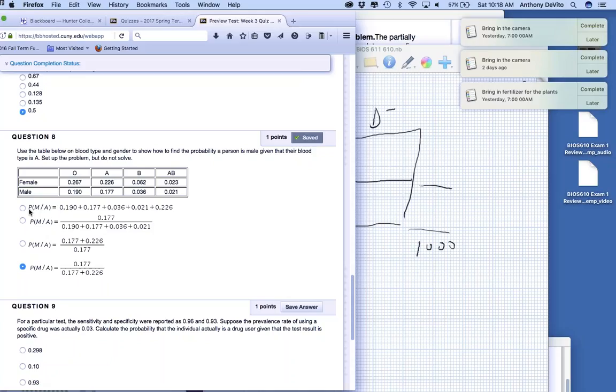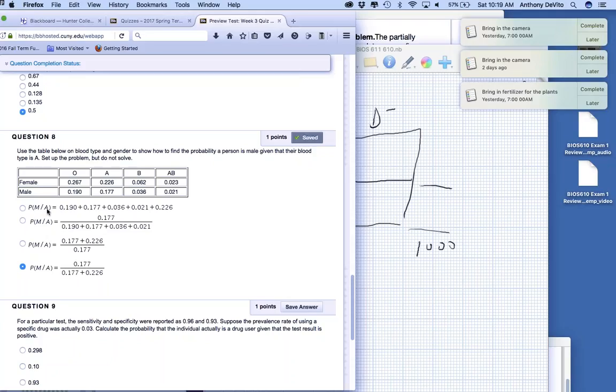But what the nomenclature says here is the probability a person is male given that they are blood type A, right? So we want to find the probability a person is male given that their blood type is A. So the condition is we're only looking at people whose blood type is A. Given that they're A, that means they have to be in this column. Everybody else does not have a blood type A, right?